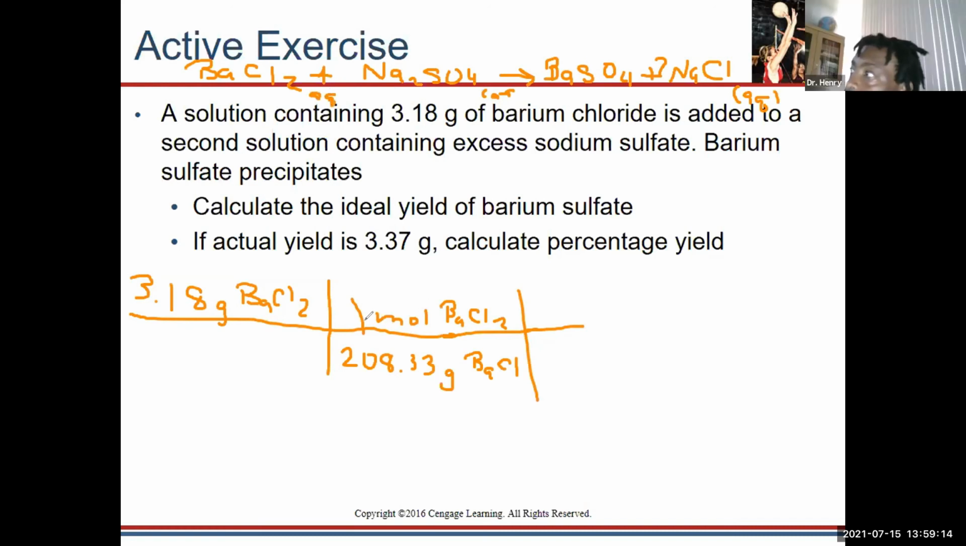Okay, so since we had a 1-to-1 ratio, 1 barium chloride to 1 barium sulfate, that allows me to get the amount of barium sulfate I can make in terms of moles.